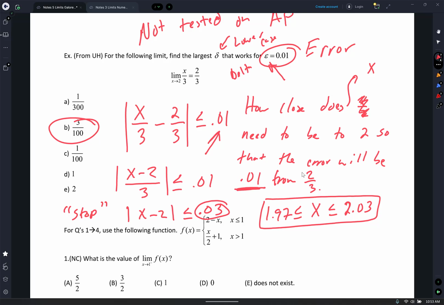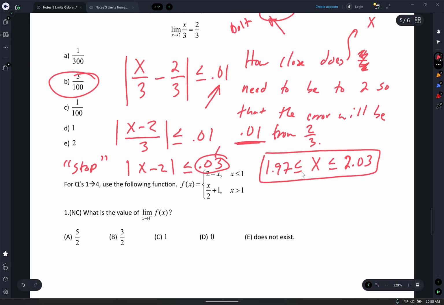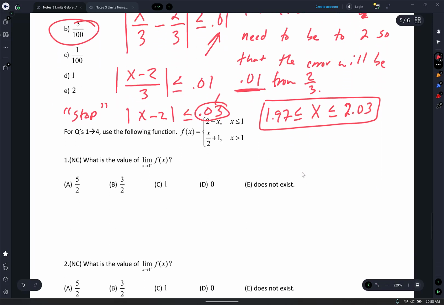Okay. How close does x need to be to 2 so that the error will be 0.01 from 2/3? That's the correct English and the correct whatever. Is this tested on the AP? No, but is it tested on UH? Yeah, so this is going to be found on UH quiz 2. So does everyone see how to do it? Okay, where are you going to stop? In this step right here. This is your delta right there, 0.03. Which is 3 over 100, right? Okay. All right, don't worry, guys.